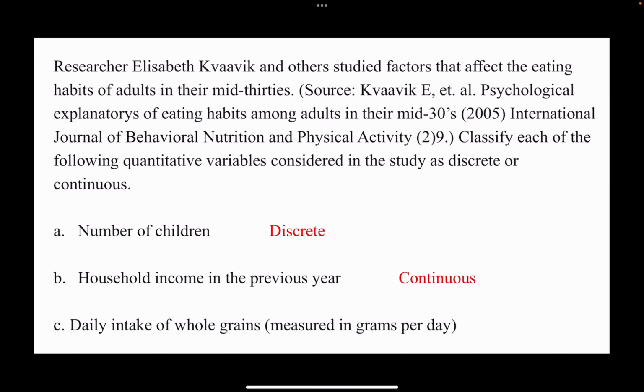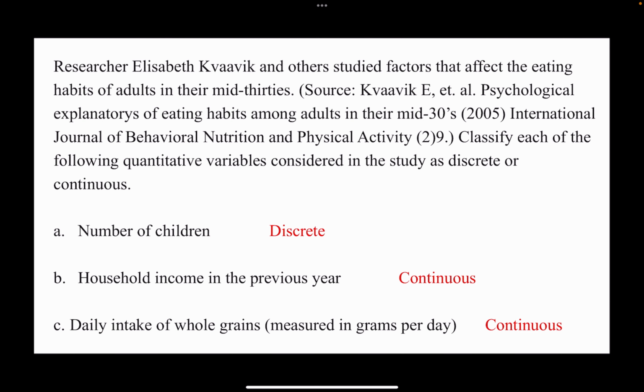Daily intake of whole grains. So this is a little bit tricky because I've gone back and forth on this one. I've had people argue that it is discrete because you can count the number of grains, but it's continuous because you can eat a partial gram. It's really, really small. Even though we round to the nearest gram when we are measuring, it's continuous, because I have to eat 3 3/4 grams before I can eat 4 grams.